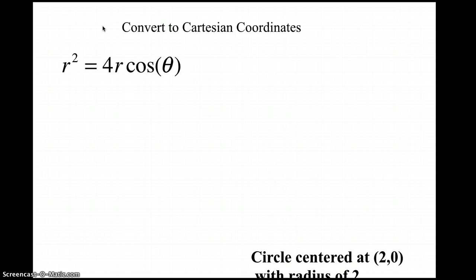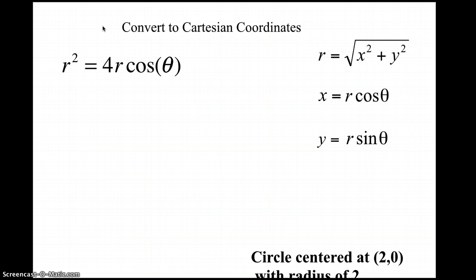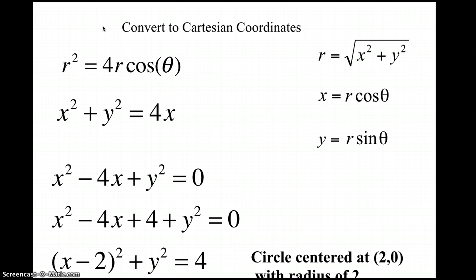If we had the polar equation r squared equals 4r cosine theta, we can use our three relationships and replace r squared with x squared plus y squared. r cosine theta is equal to x, and the 4 will stay. If you subtract the 4x from both sides and complete the square, we will end up with a circle centered at 2, 0 with a radius of 2.